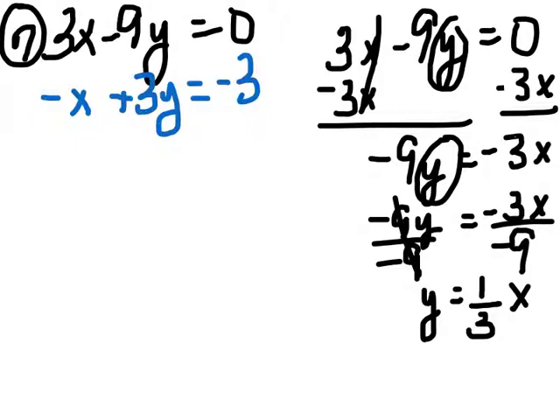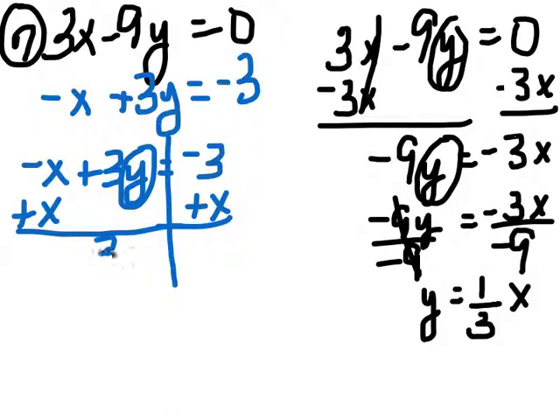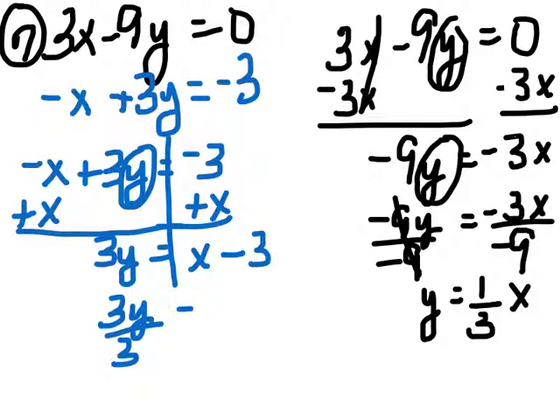So I'm going to solve for y. Negative x plus 3y is negative 3. Here's the y. I'm going to move the x to the other side. That leaves me with 3y equals, I'm going to put the x first, so it's in y equals mx plus b form, x minus 3. And now to get y by itself, I need to divide everything by 3.